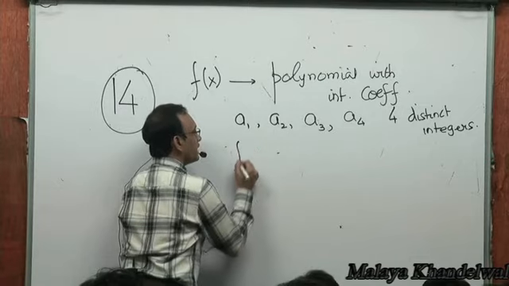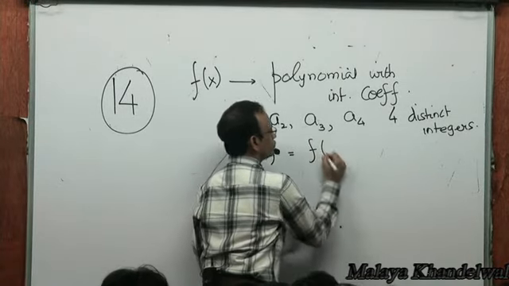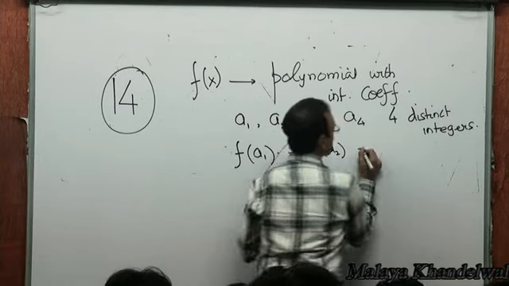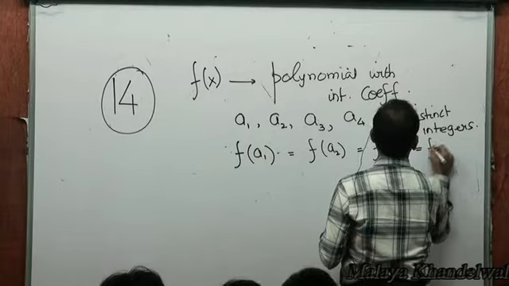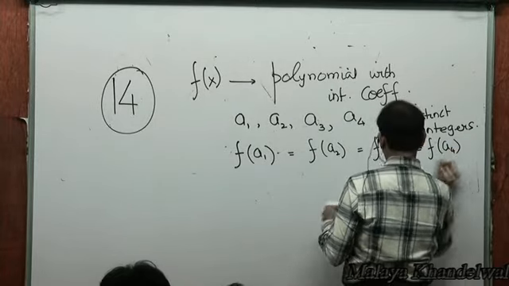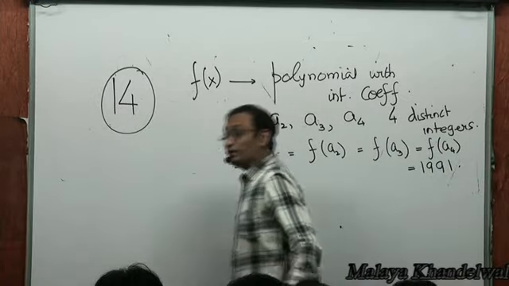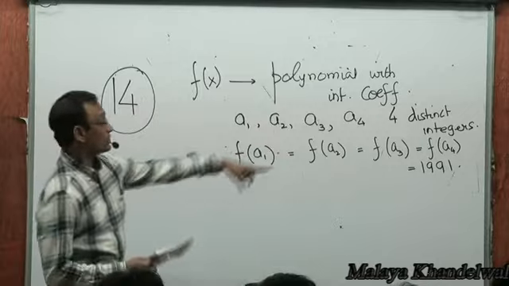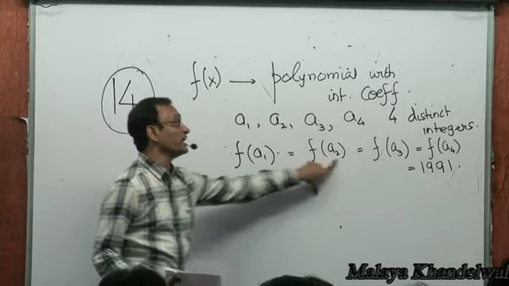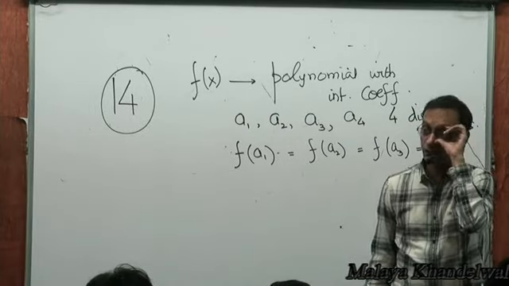Such that f of a1 is f of a2 is f of a3 is f of a4 is 1991. The value of the function at a1, a2, a3 and a4 is all 1991, where a1, a2, a3, a4 are given to be distinct integers. Clear?